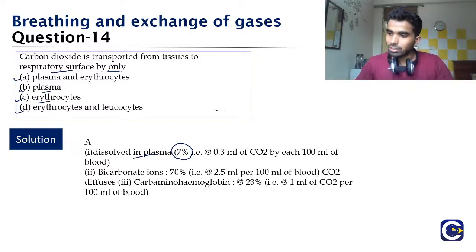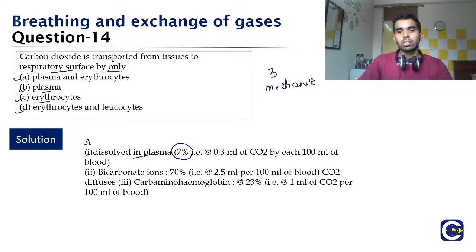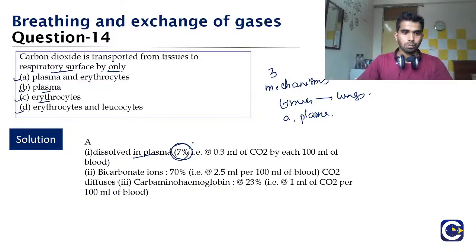So it is Akshaya. Very well, Akshaya, she is the first one to answer, and the rest are also answering. So see, there are three mechanisms by which the carbon dioxide is traveling from tissues into the lungs. The first one is the plasma, and in it only 7% of the carbon dioxide is being transported.